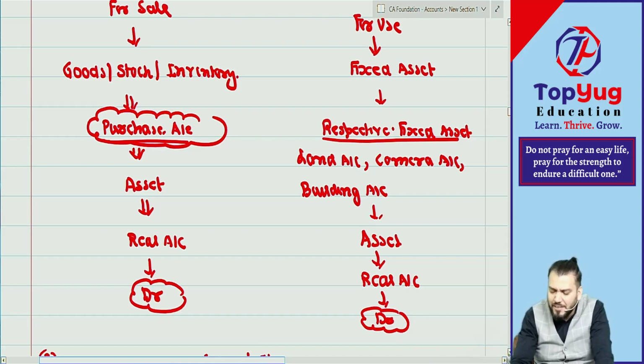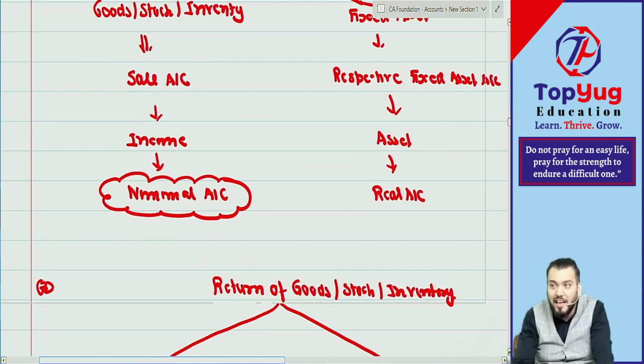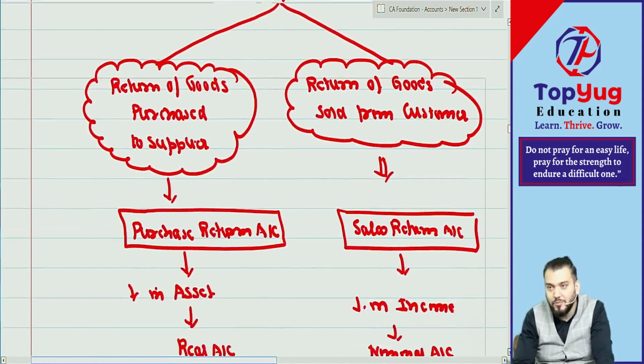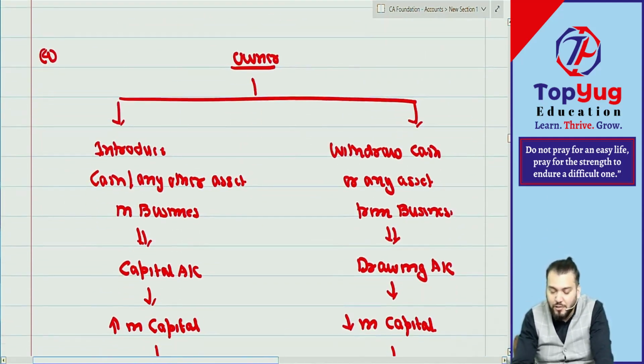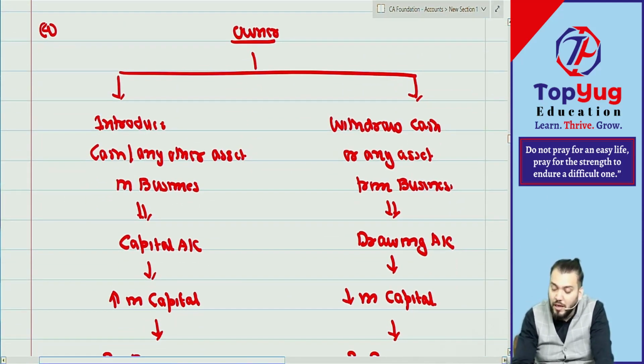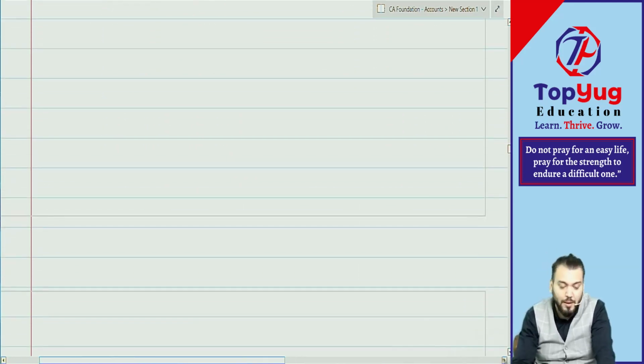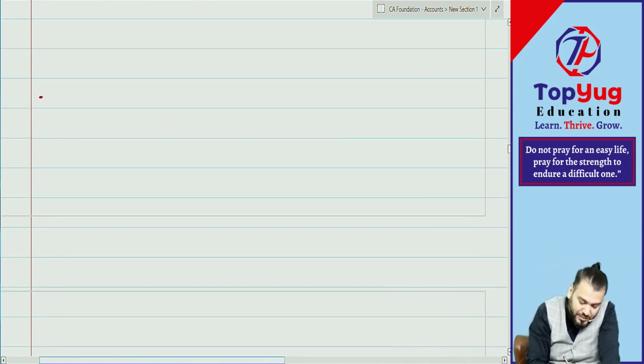So let us take some examples to apply the rules, and we will understand how to apply them. So let us take the first example.